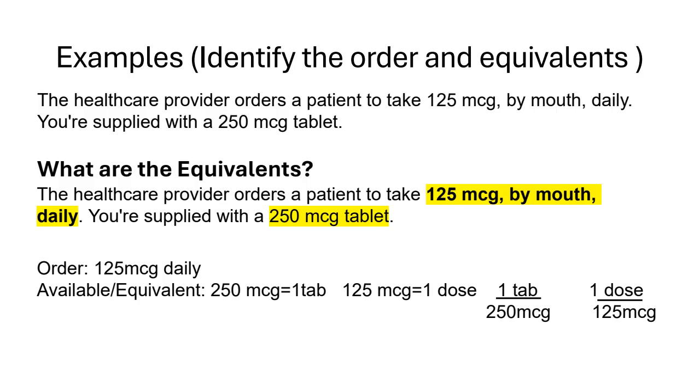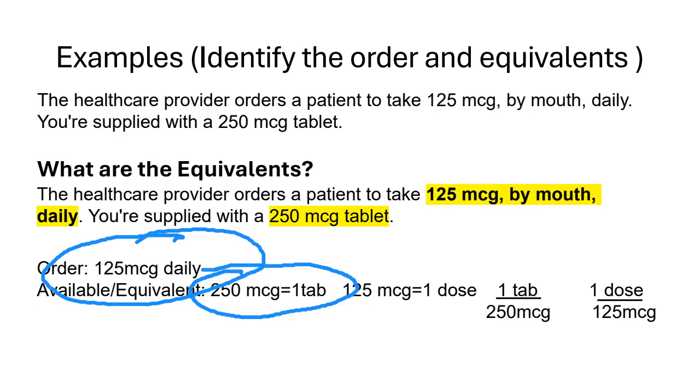So in the bottom, you have the order. And the order, like I said, is 125 micrograms daily. And then you have your available. Your available will be 250 micrograms equals one tablet. You know that 125 micrograms will equal one dose. So this is how you will put the equivalents.